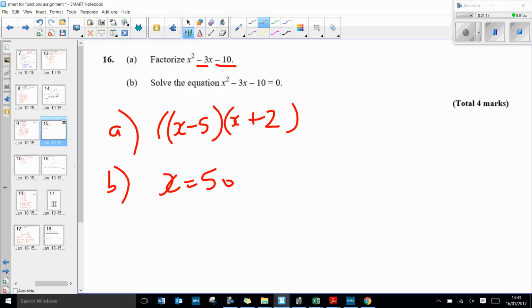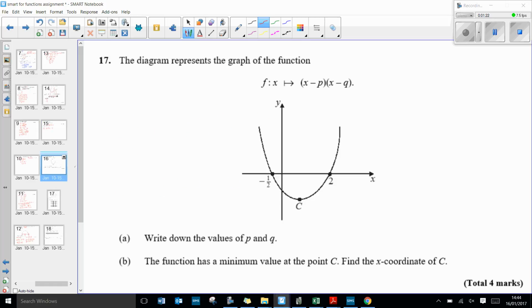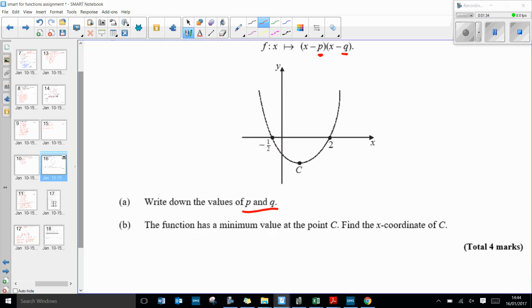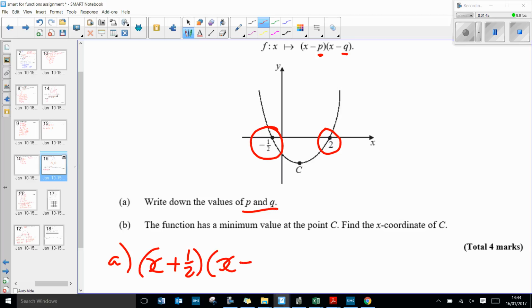Number 17, here's our graph. Write down the values of P and Q. Well, they've told us that this is P and this is Q. So because these numbers here give us the values that they go through, it would be (x plus 1/2) and (x minus 2). Now, note up here, these are both minuses, so it means that P is 1/2 and Q is 2.